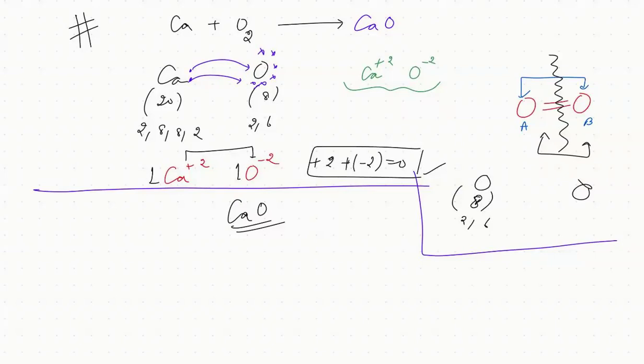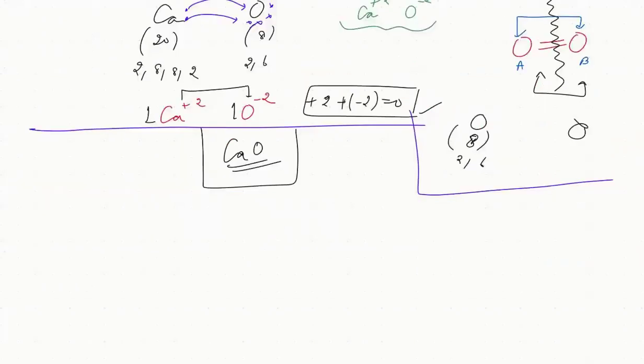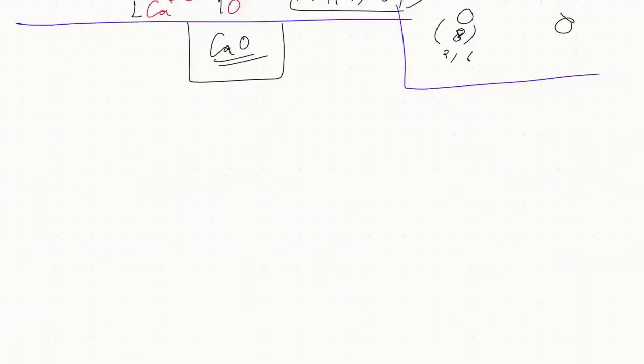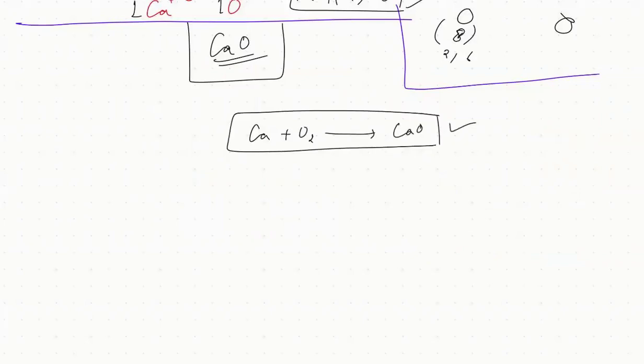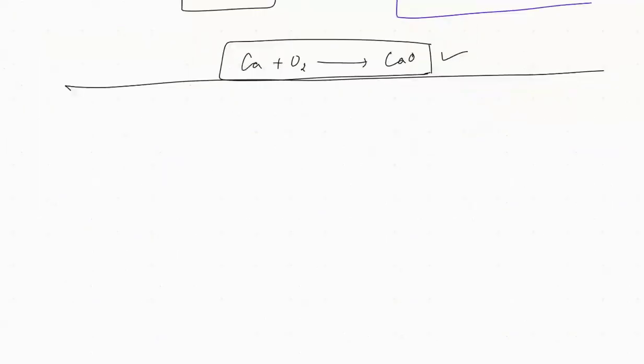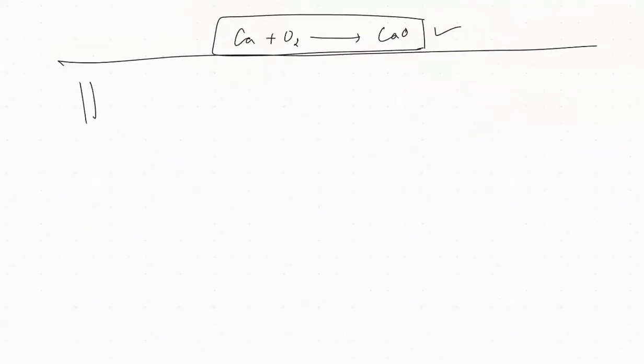Understood? Now let's take an example. If I write down calcium plus oxygen, it would form calcium oxide. Got the point? Any doubts in this? Just tell me.